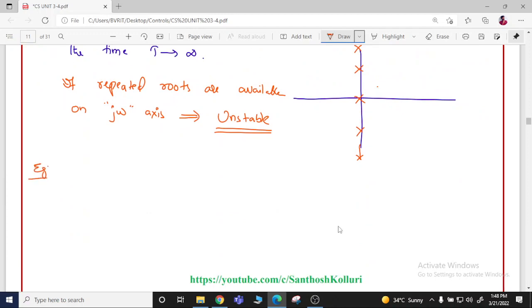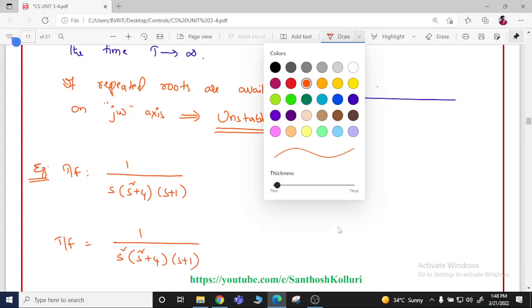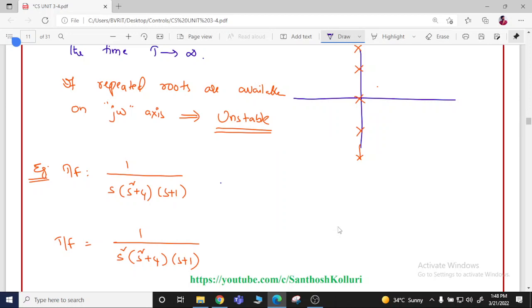As an example, we'll see two transfer functions. One is 1 by s into (s square plus 4) into (s plus 1), and the other is 1 by s square into (s square plus 4) into (s plus 1). In the first case, in the s plane, s equal to 0 is one pole, s square plus 4 gives plus or minus 2j, two more roots, and s plus 1 gives s equal to minus 1. So in total, 4 poles are located.